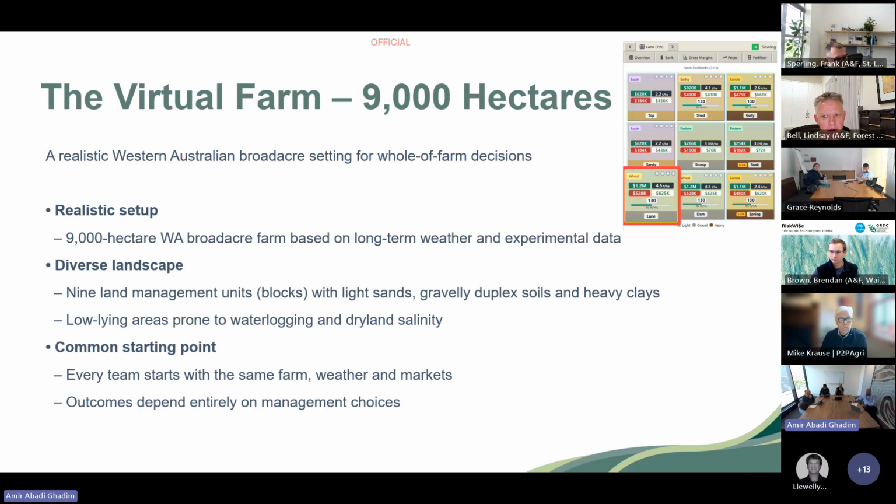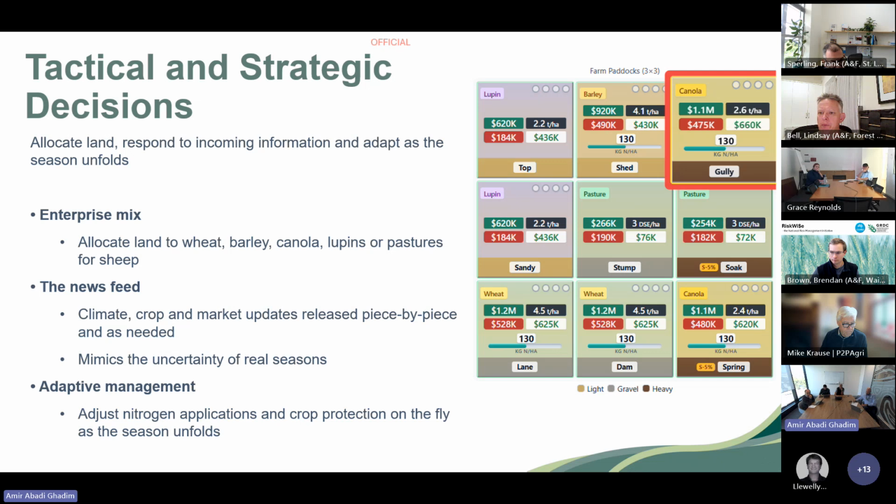And so that's what will set them apart in terms of who makes more money, or who manages salinity better, or who grows more sheep and who grows less sheep, and so on and so forth. It depends on what they want to allocate. So we've got the enterprise mix most of you know about. They can adjust their land to wheat, barley and canola.